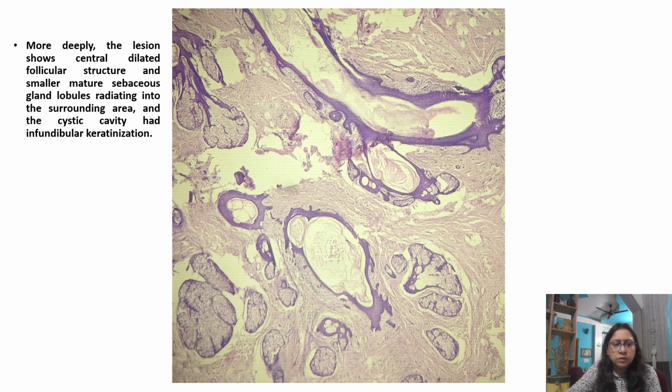Here is another area I am showing you, showing the same thing: cystically dilated follicular structures. So in all these microscopic pictures, what we have seen is centrally dilated follicular structures, and the sebaceous glands are radiating out of them like a bunch of flowers, or bundles.